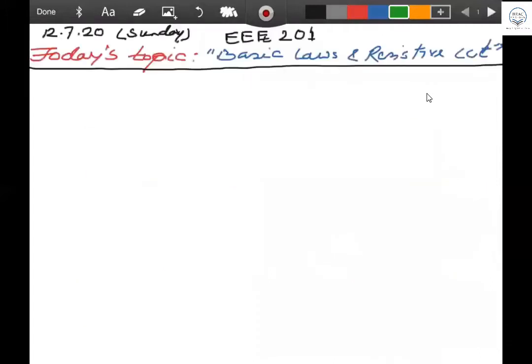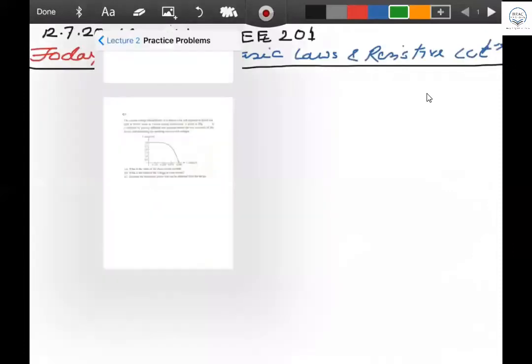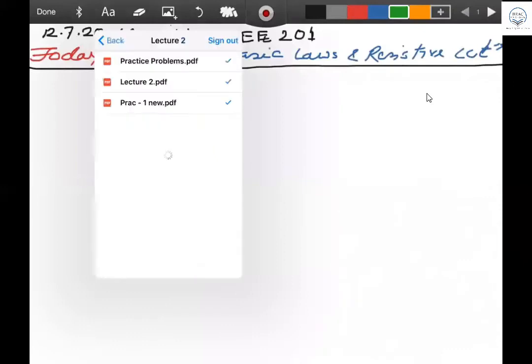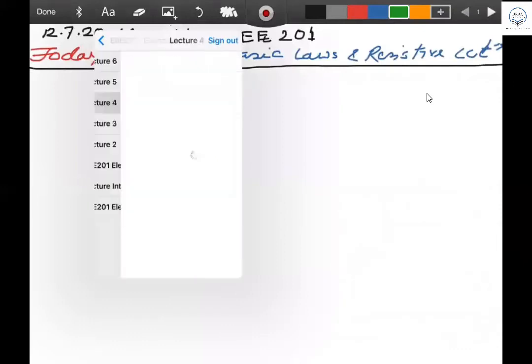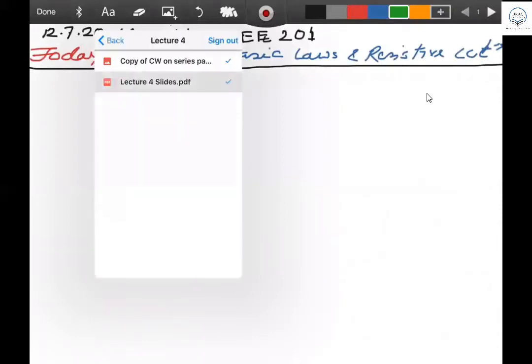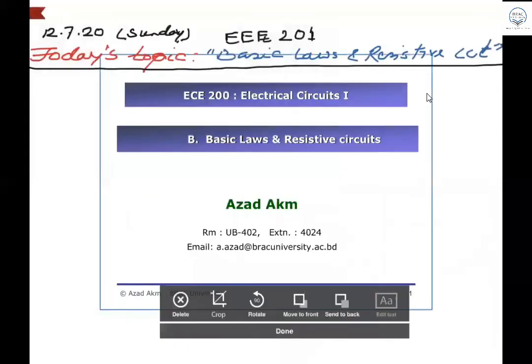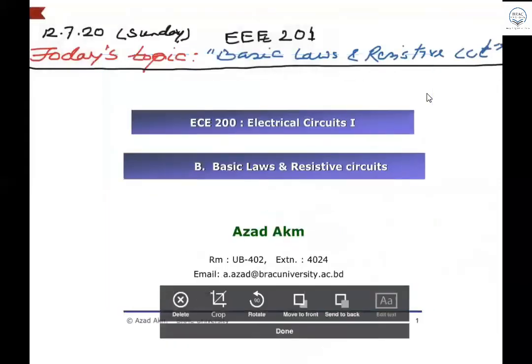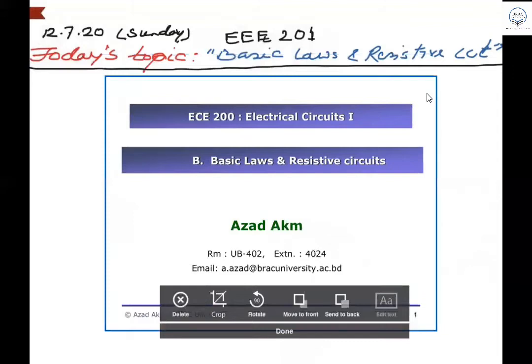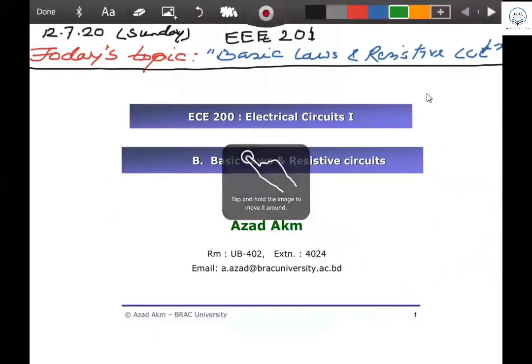Now we can get back to the topic that we are going to talk about today. All of you get fresh about what we are going to talk about. The thing we are going to talk about today, I showed you already. I have uploaded the slide on the BOP, and you saw that. We're going to talk about the basic laws and resistive circuits. That is our topic today.